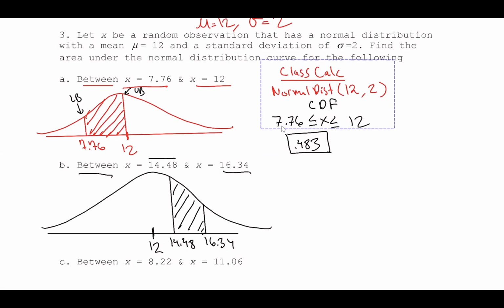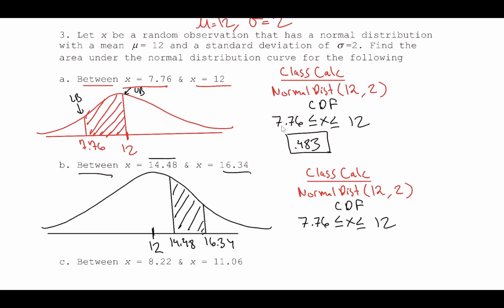So then what we want to figure out is, hey, what do we have to enter into class calc? So it should be the same as the previous one. The only thing that's going to change is my lower bound and my upper bound. Because now my lower bound, in this case, is going to be 14.48. My upper bound should be 16.34. So that's the only thing that's changing, the lower bound and upper bound, because the mean and standard deviation are still going to be 12 and 2 respectively. So let's go back to class calc and let's switch it off.